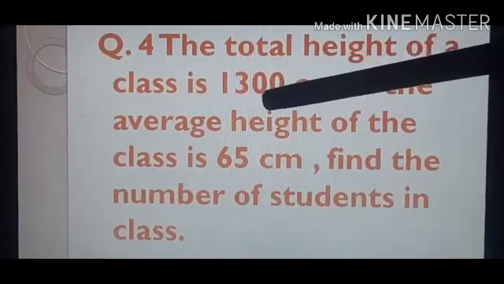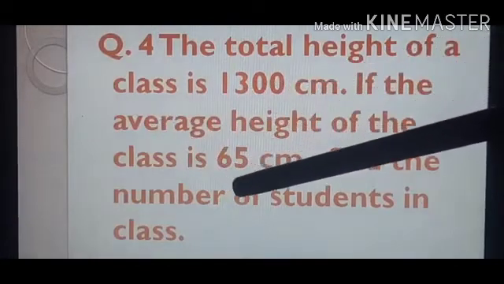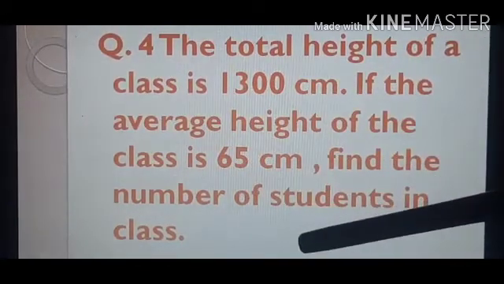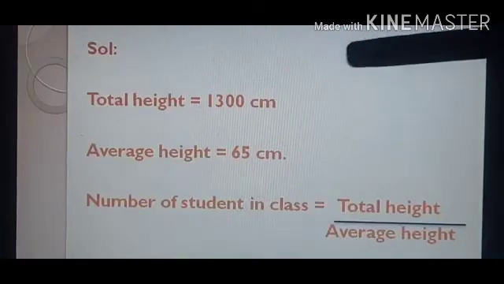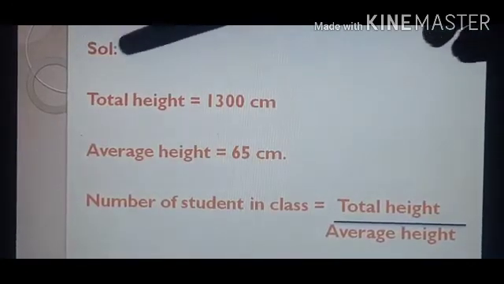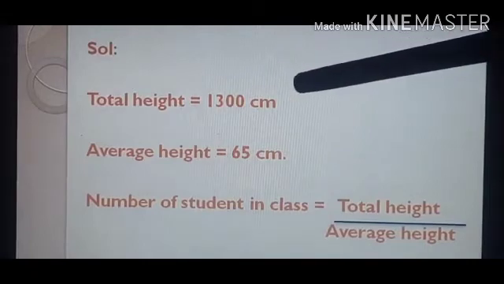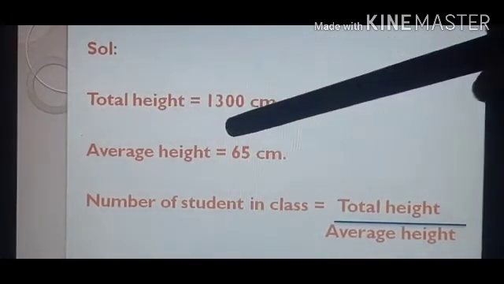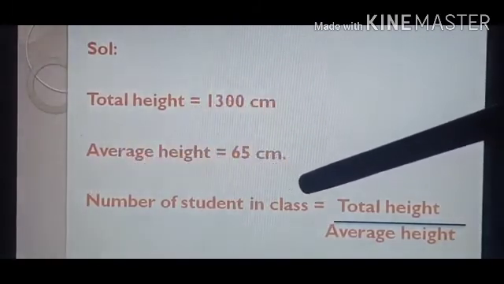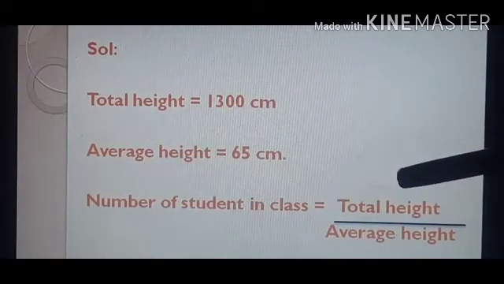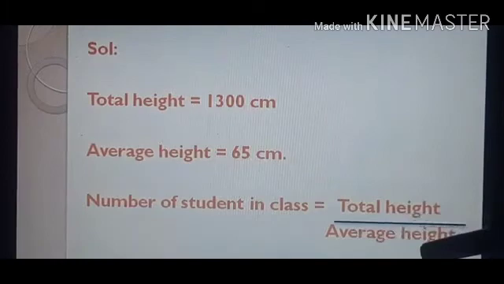Total height is given to us, average is also given, and we have to find out the number of students. So let's start our solution. Total height 1300 centimeter, average height 65 centimeter, number of students in the class is equal to total height divided by average height.